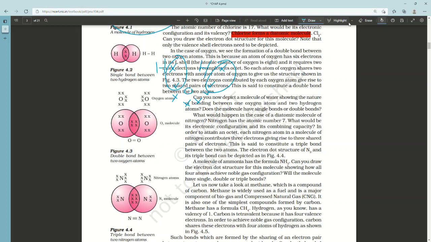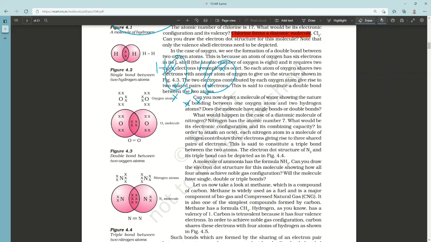A molecule of ammonia has the formula NH3. Can you draw the electron dot structure for this molecule showing how all 4 atoms achieve noble gas configuration? Will the molecule have single, double or triple bonds? Let us now take a look at methane, which is a compound of carbon.